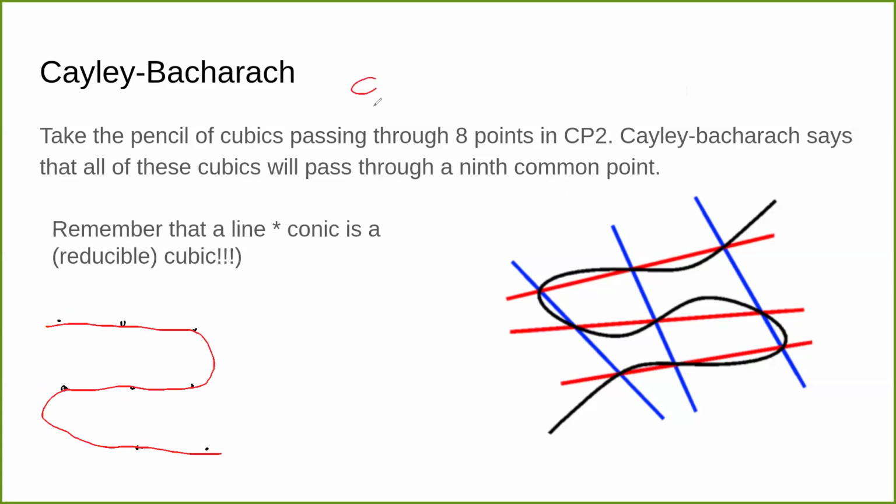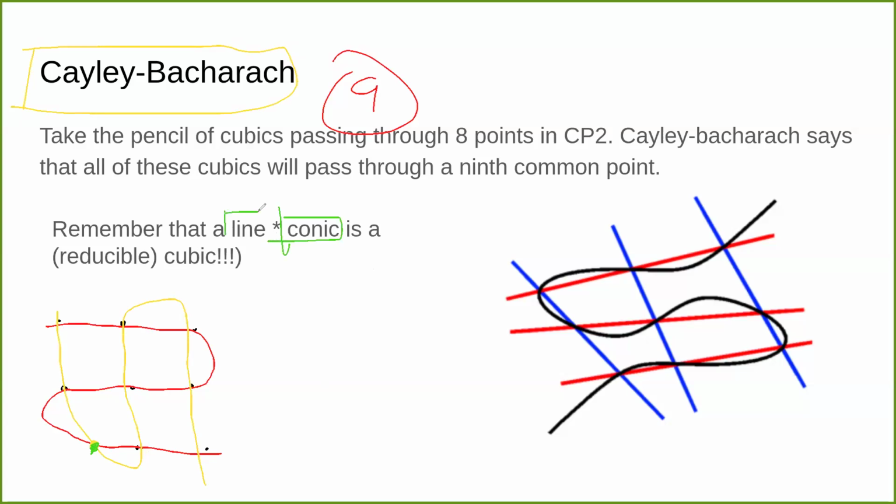So we said we need 9 points to give you a cubic in general. So this means you have an extra degree of freedom. So you can do it like this, right? You can draw multiple cubics through these 8 points. What Cayley-Bacharach says is that there exists a ninth point, for example at this point, such that every cubic through these 8 points also goes through it. And this is special. Conics don't do this. Lines also don't do this.